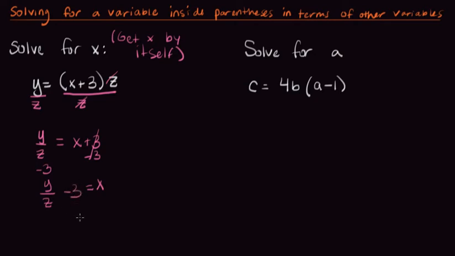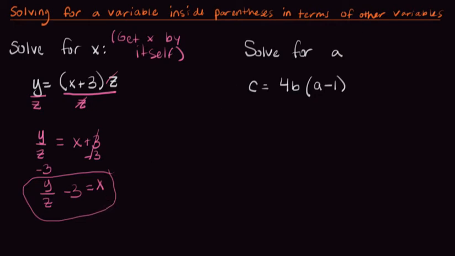Notice that you cannot combine these because they're not like terms. But this is our final answer. X equals y over z minus 3. So those variables don't go anywhere. We just move them over so that we know what x is by itself.